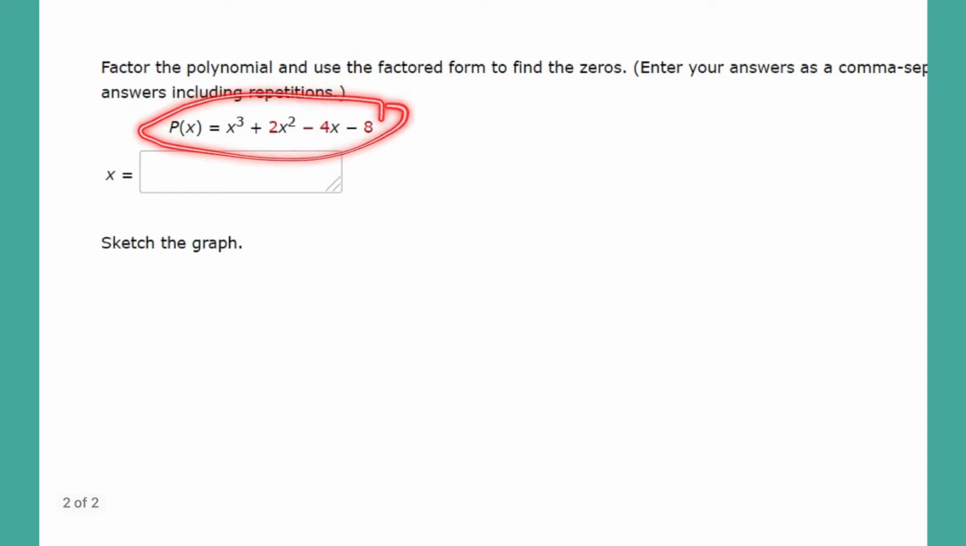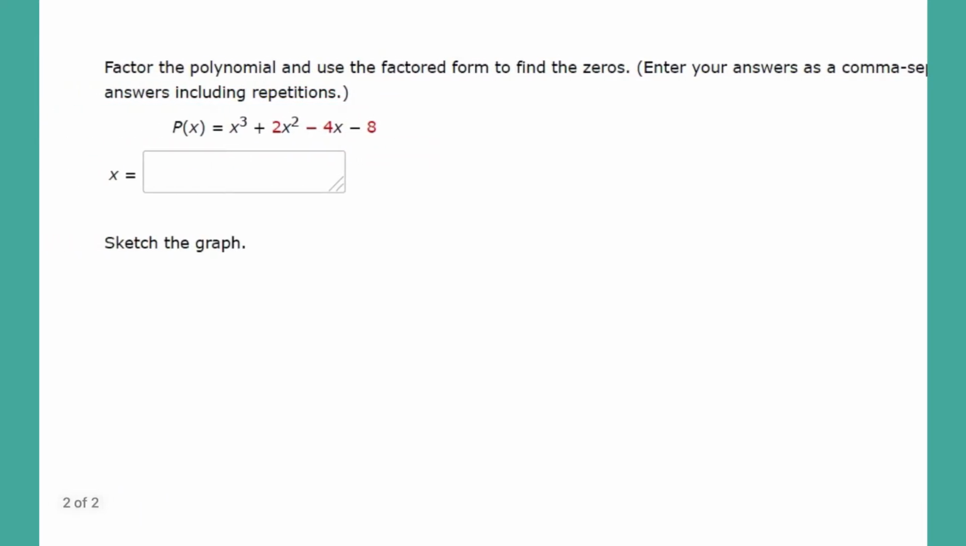All right. This next one, we first need to factor it because it's not factored. Then we can find the zeros and determine what the shape of the graph will look like. Notice that it is degree 3.